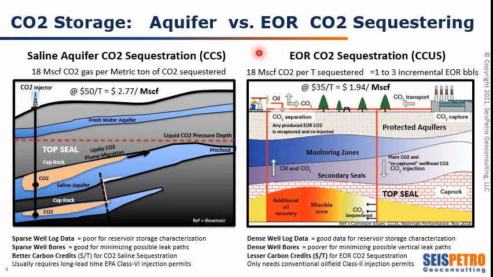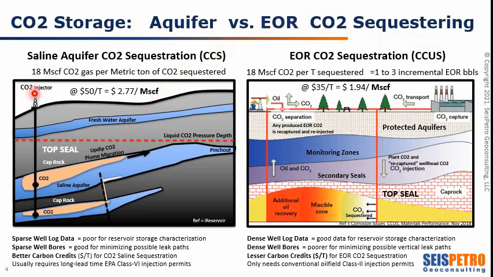All right, this is a busy slide, but it basically breaks down on the left aquifer or this CCS storage versus EOR, where you're producing a little oil with the CO2 and you're going to trap that CO2 in the reservoir and sequester it permanently. They call that CCUS.